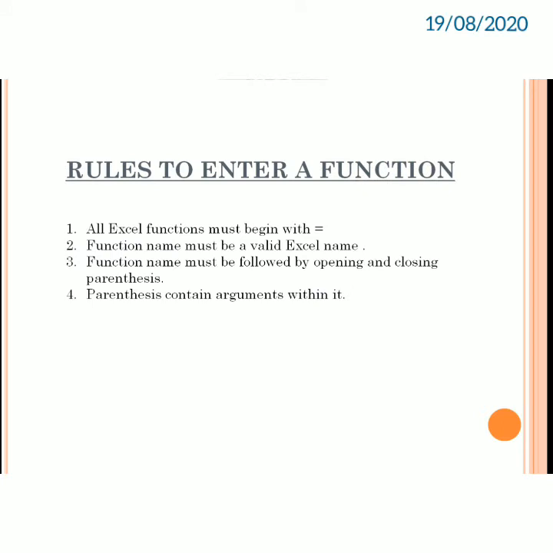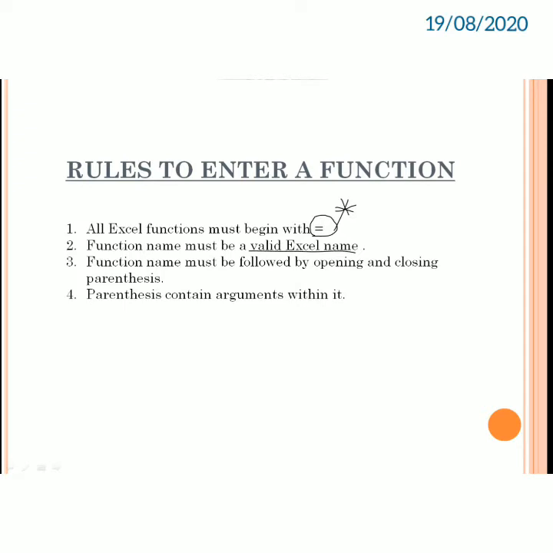Now let us understand the different rules to enter a function. First of all, number one, as you have already learned, all the Excel functions must begin with the equal to symbol. Just remember that whenever you write a function, you should begin with the equal to symbol. This is the most important thing which you should remember. Now the next one, rule number 2 says function name must be a valid Excel name.